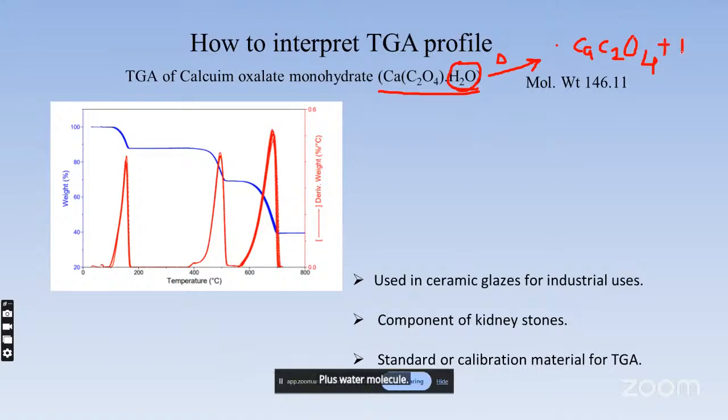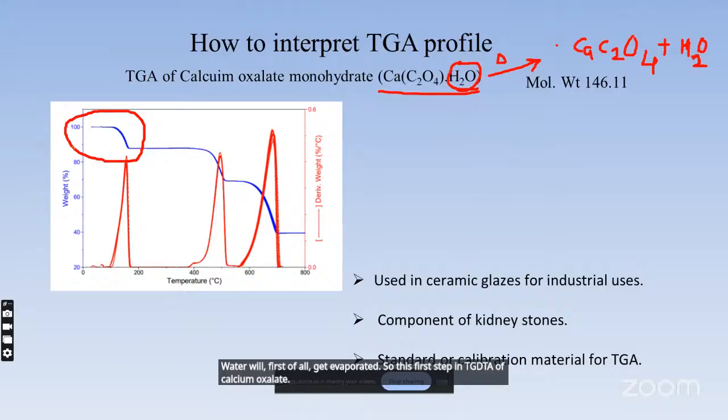So it means that if I heat my sample, in any sample, if water is there, water will first of all get evaporated. So this first step in TGDTA of calcium oxalate, I will assign to loss of water. Okay, first of all, we will just see the probabilities and then we will make some calculations. This is the water molecule being lost.